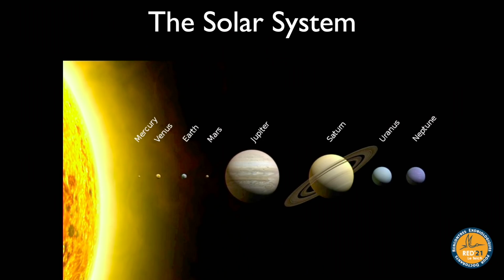So here we go. Here's our solar system. You should all be pretty familiar with this, I hope. We've got our 8 planets that we know and love, 4 little puny rocky ones close to the sun, and then some big gas balls further out. So, this is our solar system.